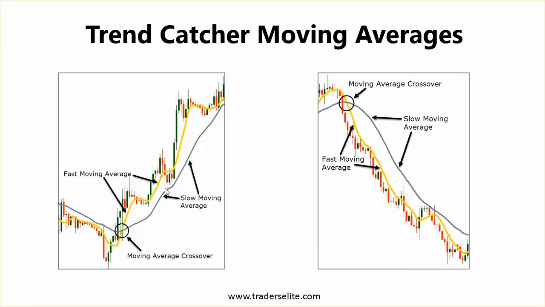So the fast moving average crosses over the slow moving average, and while that fast moving average is above the slow moving average, it really lets us know that the price is being supported. And conversely, when the fast moving average has crossed over the slow moving average to the downside, it gives us the indication that price is under pressure.